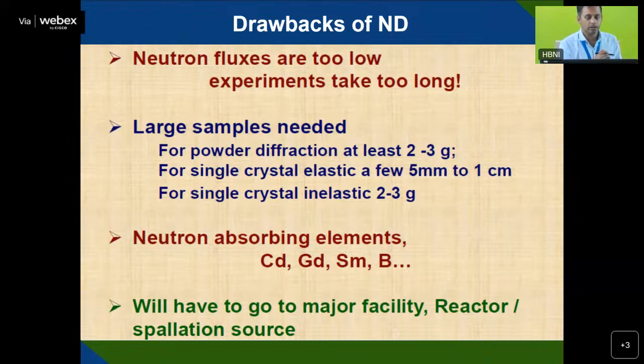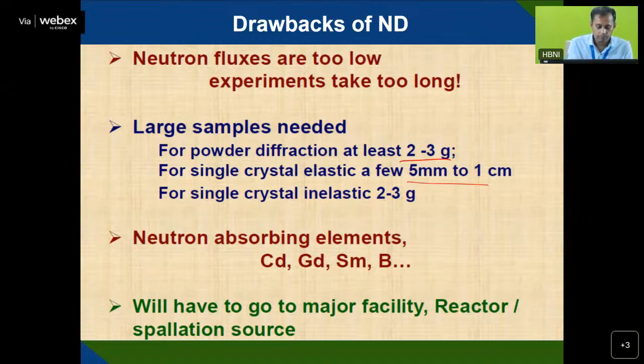But neutron diffraction studies have a lot of limitations. Neutron flux is very low, and experiments take a long time. To get a result equivalent to XRD, you may have to run for a whole day or more, and a large sample is needed. In powder XRD you need 2 to 3 grams, even less, in the milligram level. For a single crystal you need 0.5 to 1 centimeter, but in neutron diffraction you need very large crystals.